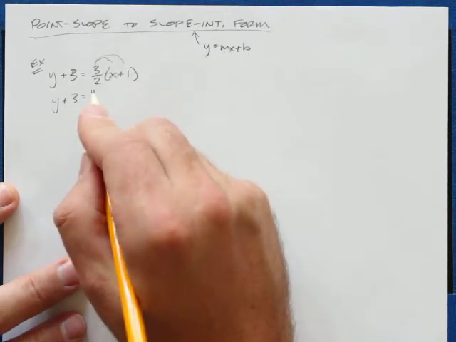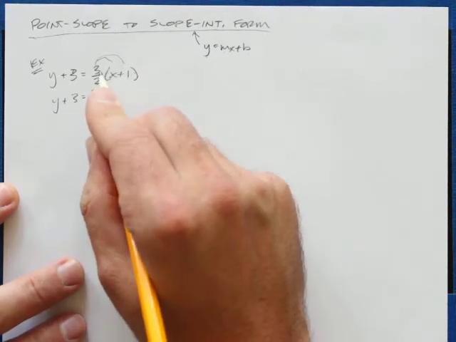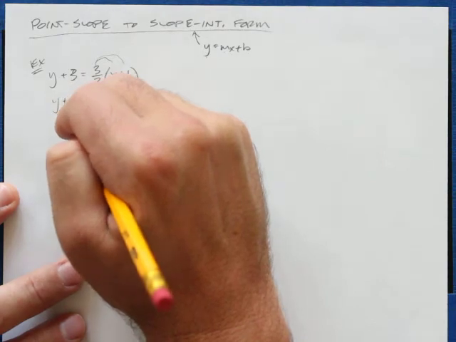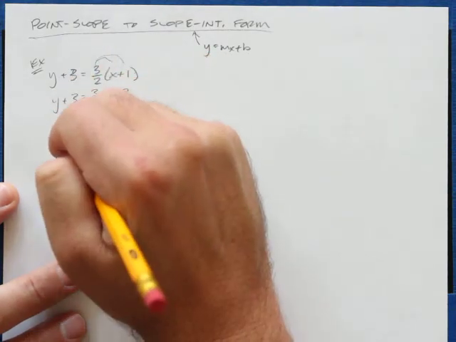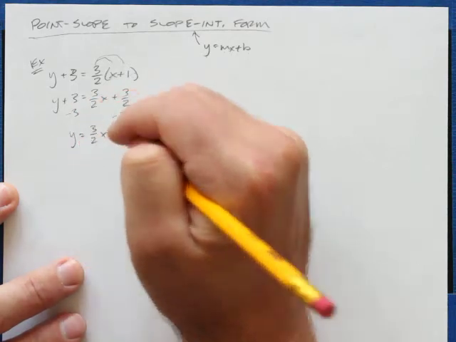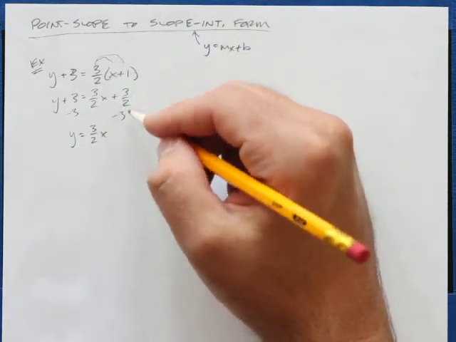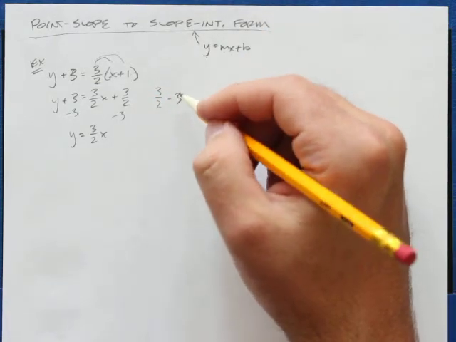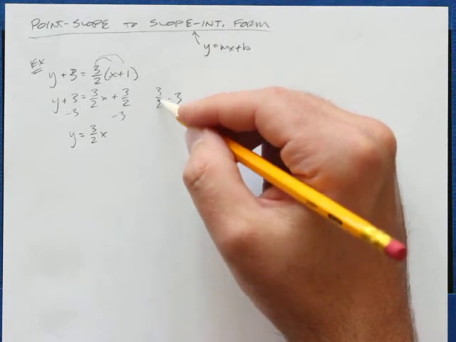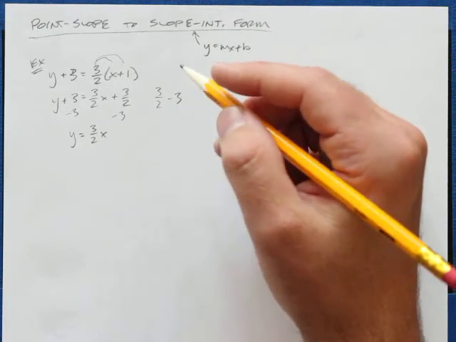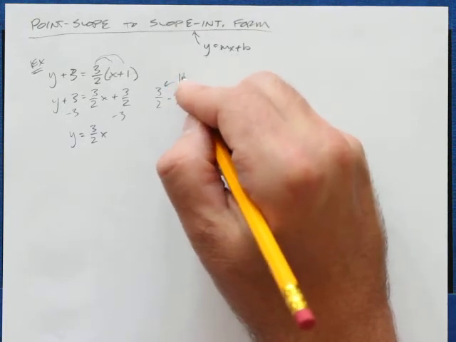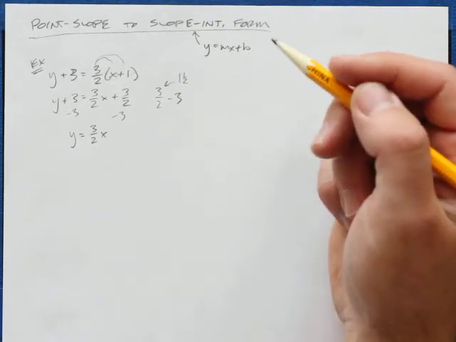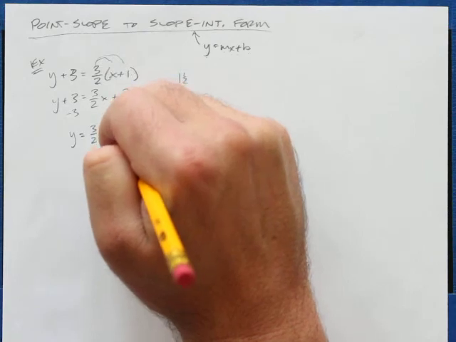So 3 over 2 times x is 3 over 2x. 3 over 2 times 1 is 3 over 2. All right, let's subtract 3 from both sides. I've got y equals 3 over 2x. Now we've got to figure out what is this, 3 over 2 minus 3. Well, we can find a common denominator if we want, and then we can go about it that way. We could also just think that 3 over 2 is 1 and a half. And so 1 and a half minus 3 is negative 1 and a half. So it's just negative 1 and a half.